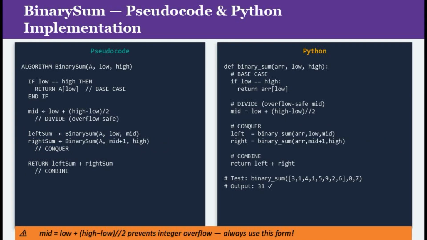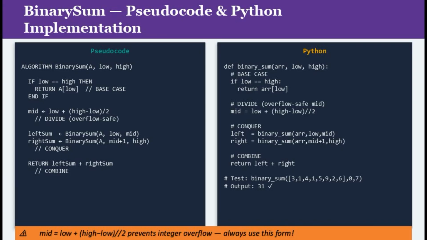Let us now put this into code. On the left, you see pseudocode, a language-neutral description of the algorithm. On the right is the Python translation. The function is called binary sum. It takes an array A and 2 indices, low and high, defining the range we want to sum.